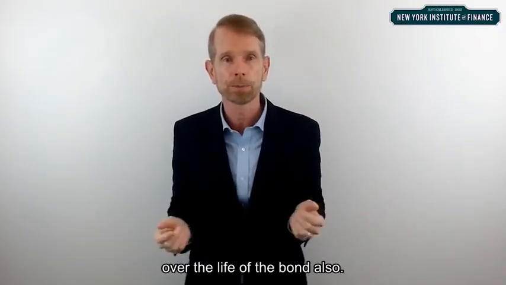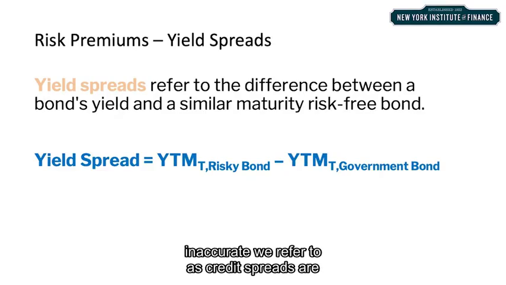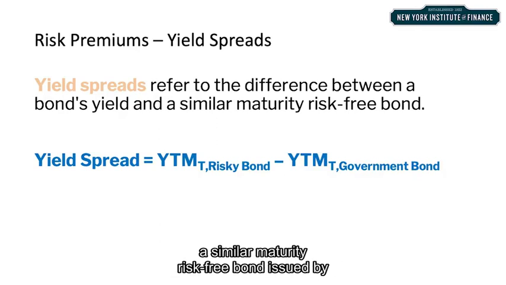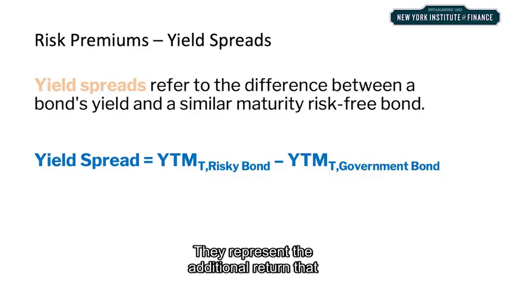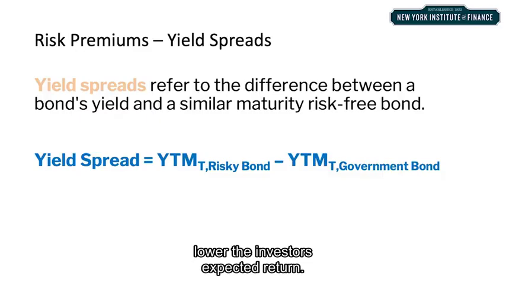Yield spreads, which are often inaccurately referred to as credit spreads, are the difference between a risky bond's yield and the yield of a similar maturity risk-free bond issued by the government of the currency in which the bond is denominated. They represent the additional return that an investor gets for any feature of the risky bond that might lower the investor's expected return.